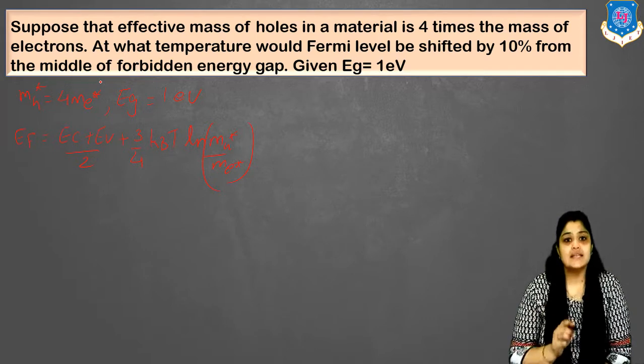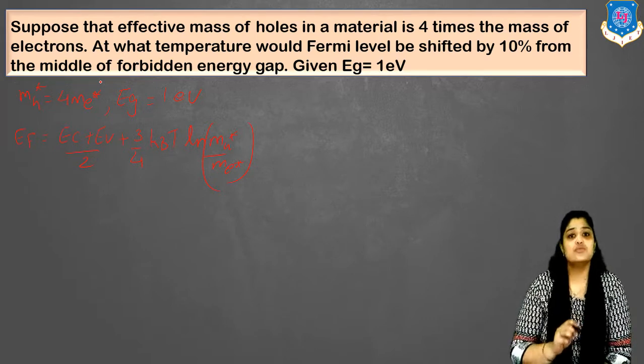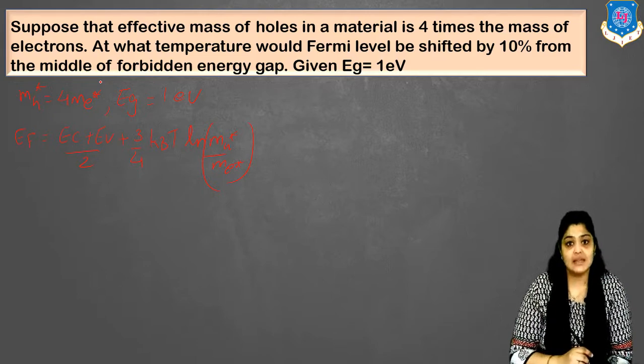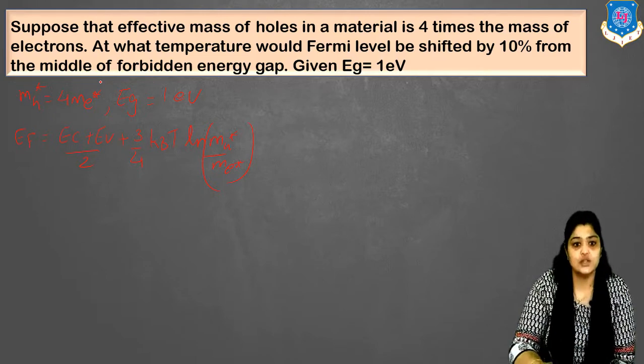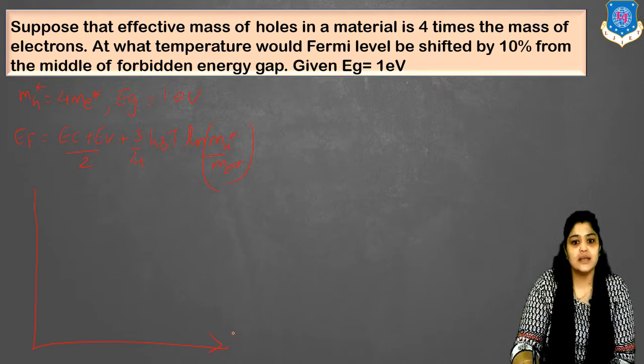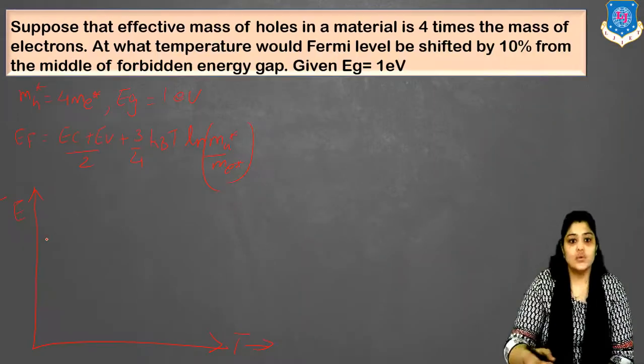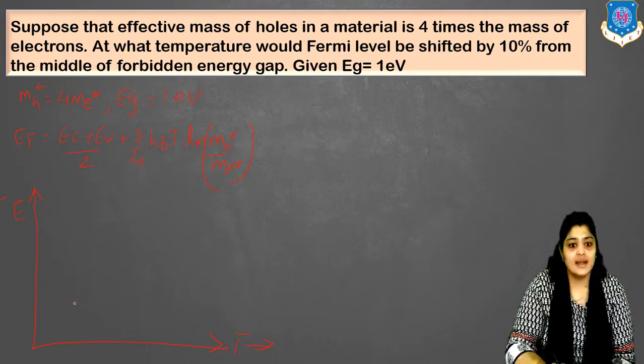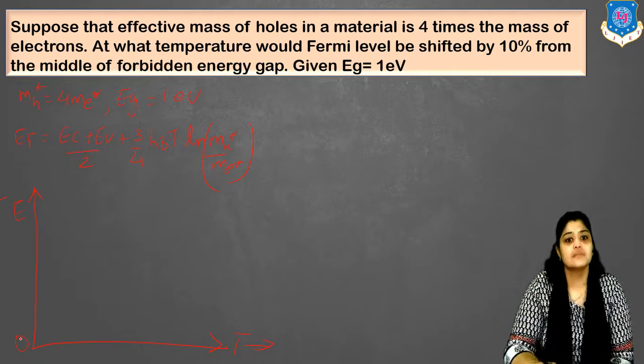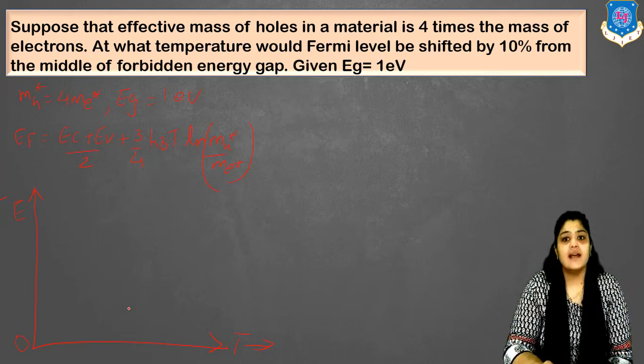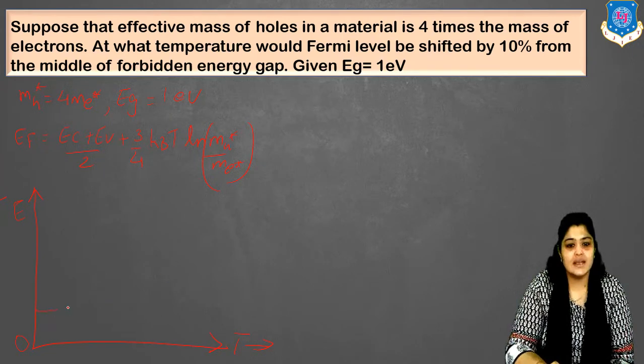Now, before I start this numerical, I would just like to draw the graph and then explain it to you before we start solving. I'll just consider this as temperature axis and this as the energy axis. Here I can say that this temperature corresponds to 0 Kelvin. I am given the value of Eg. Suppose I say this is EV, and suppose I say this is EC.